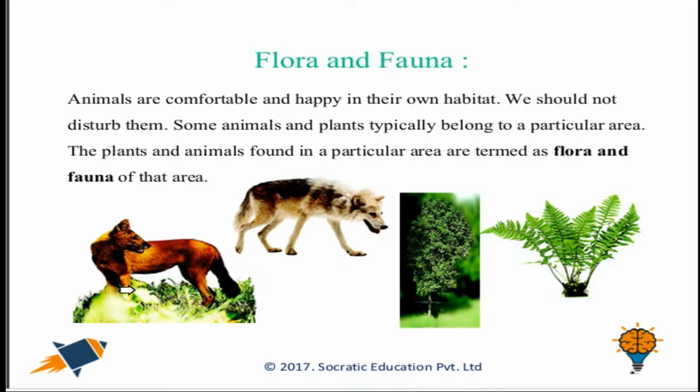Some animals and plants typically belong to a particular area. The plant and animal found in a particular area are termed as flora and fauna. So the animals which have their fixed habitat, those habitats are termed as flora and fauna. You can see the picture below. We are talking in terms of plants as well as animals.